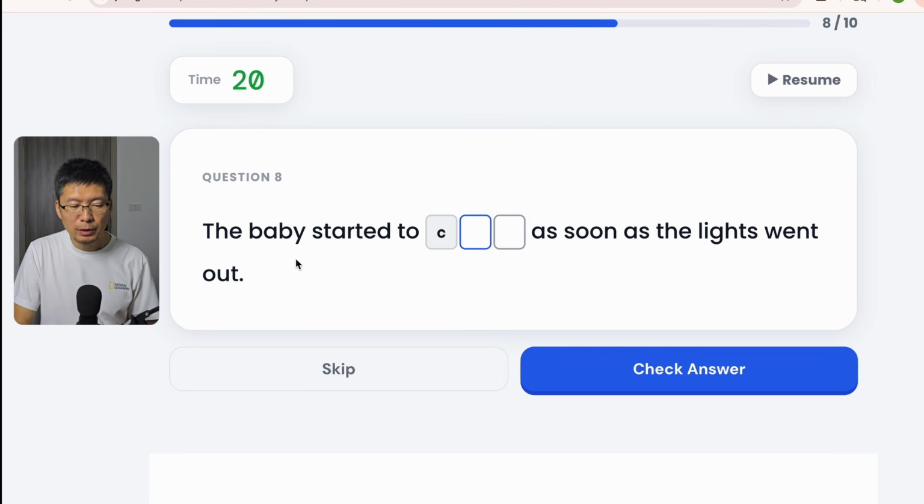Okay, next question. The baby started to what as soon as the lights went out? From "started to," we know it's a verb, to do something, right? So as soon as the lights went out, what is the baby going to do? Now you have 3 seconds to think about it. Okay, so based on the first letter C, we know the baby cries, right? Cry.